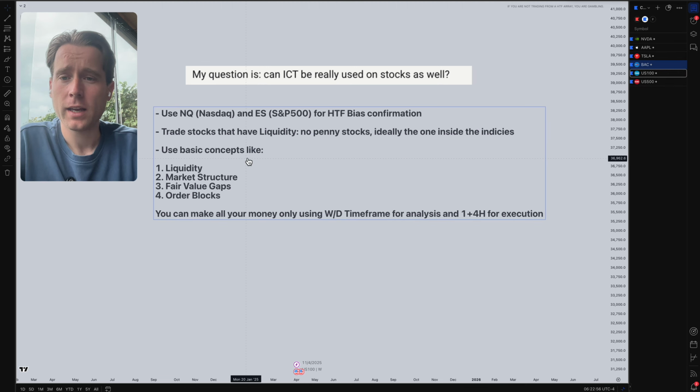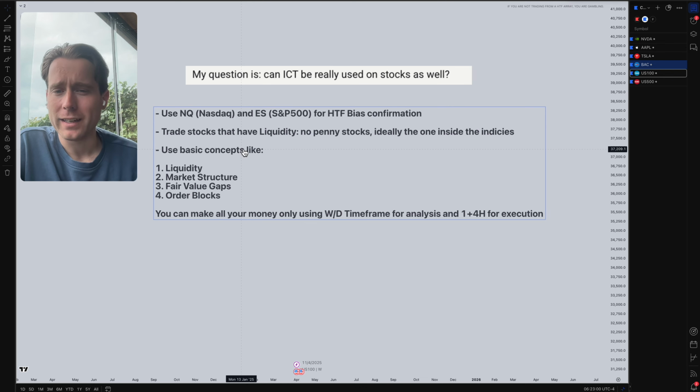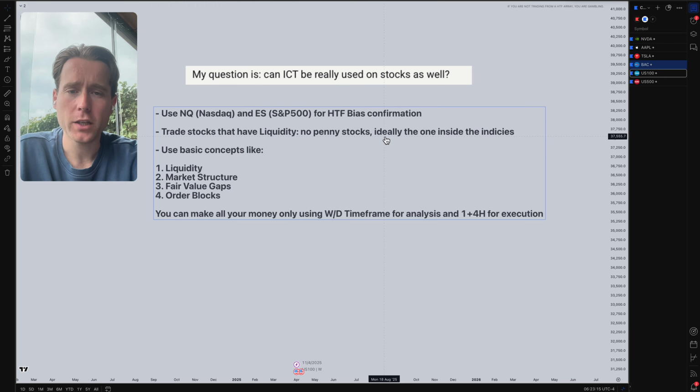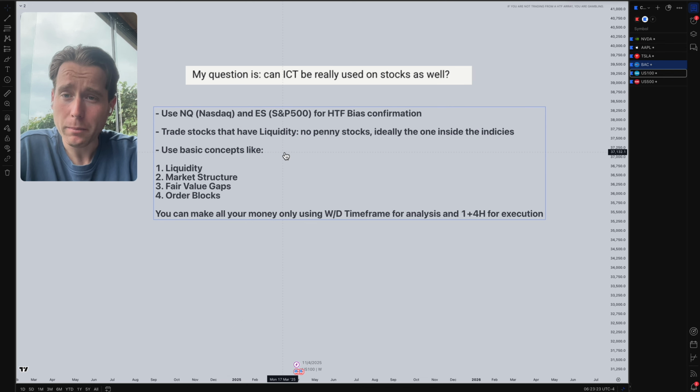Because you need to use it for your higher time frame bias. Second pointer is, if you trade stocks, don't trade penny stocks. For ICT to work, you need to have liquidity, because otherwise you can be in a pump and dump scheme. You don't want that. You want predictable price action, and predictable price action happens on stocks that have a lot of liquidity. So no penny stocks, ideally the ones inside the indices, I mean, the ones listed on NASDAQ, S&P, Dow Jones.